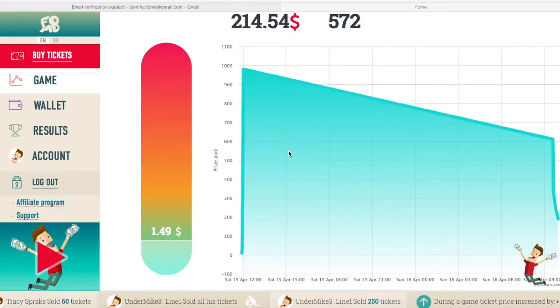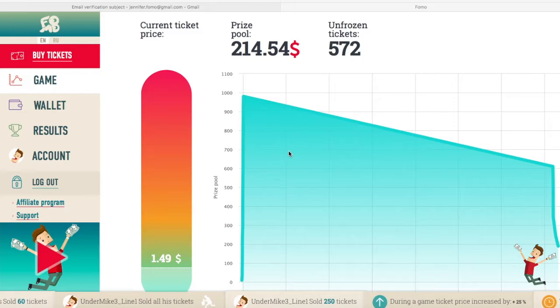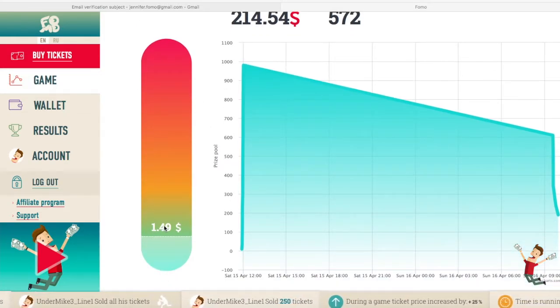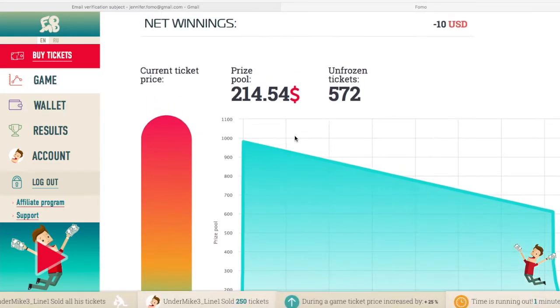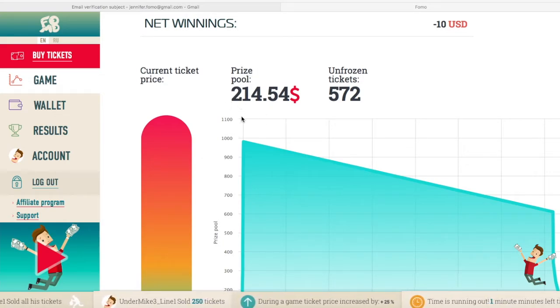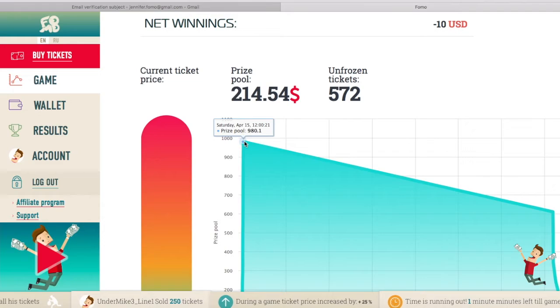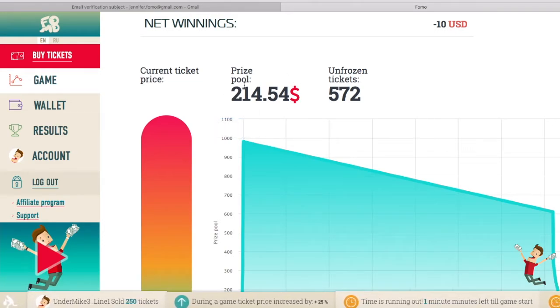Thanks. Okay, so some time has passed, and right now I have the following picture in here. The current ticket price is now equal to $1.49, which is a good result, I think. The overall price pool right now is around 200. As you remember, initially it was 980, and right now it's getting less and less. And the frozen tickets that are available for sale are around 570, which is a pretty good result as well.